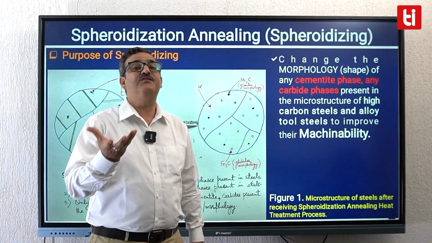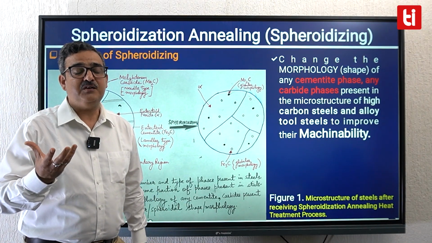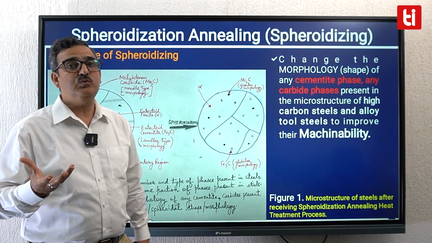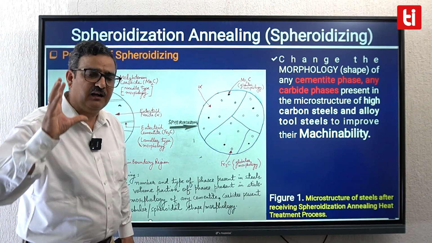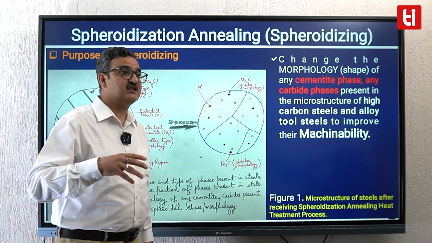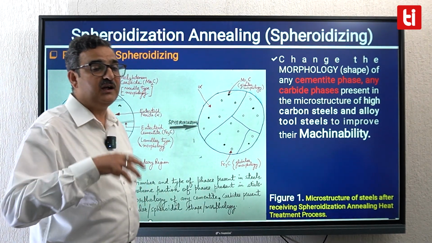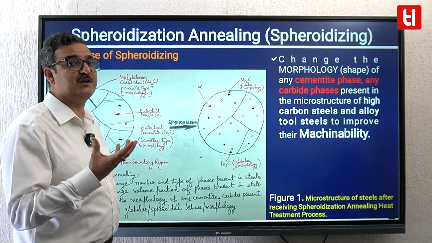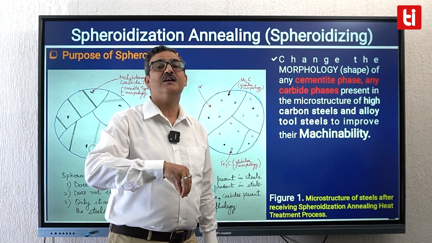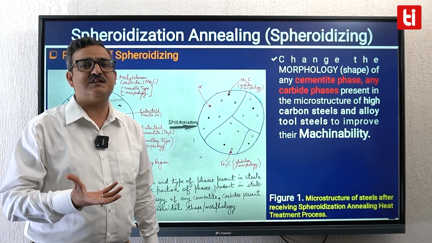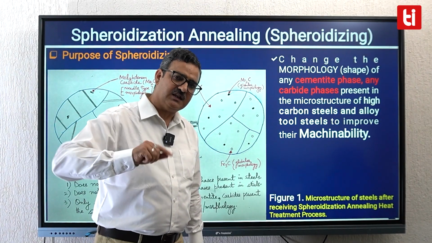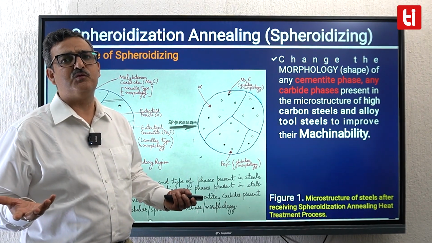But how do we achieve this objective? Inherently any high carbon steel or any high alloy tool steel would have high hardness. The steel would be very brittle because of this high hardness, and its machinability would not be good. So you have to bring about changes in its microstructure so that the steel becomes soft. It induces some softness and ductility so that we can reduce its brittleness, avoid the cutting tool striking against the hard phases, and then machinability automatically becomes good.